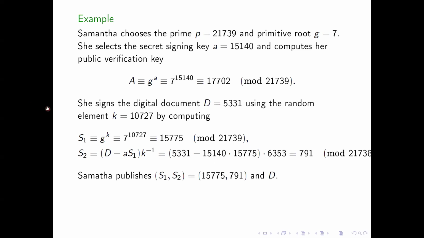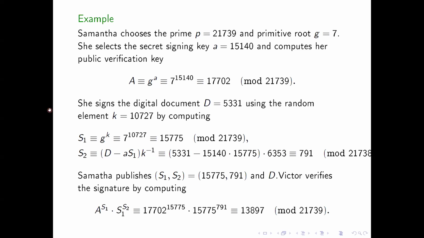So she publishes that along with D, and then Victor comes along. And Victor simply computes big A, which is 17,702, to the S1, which is 15,775. I know those sound big. They're really not in terms of the cryptographic world that we live in.